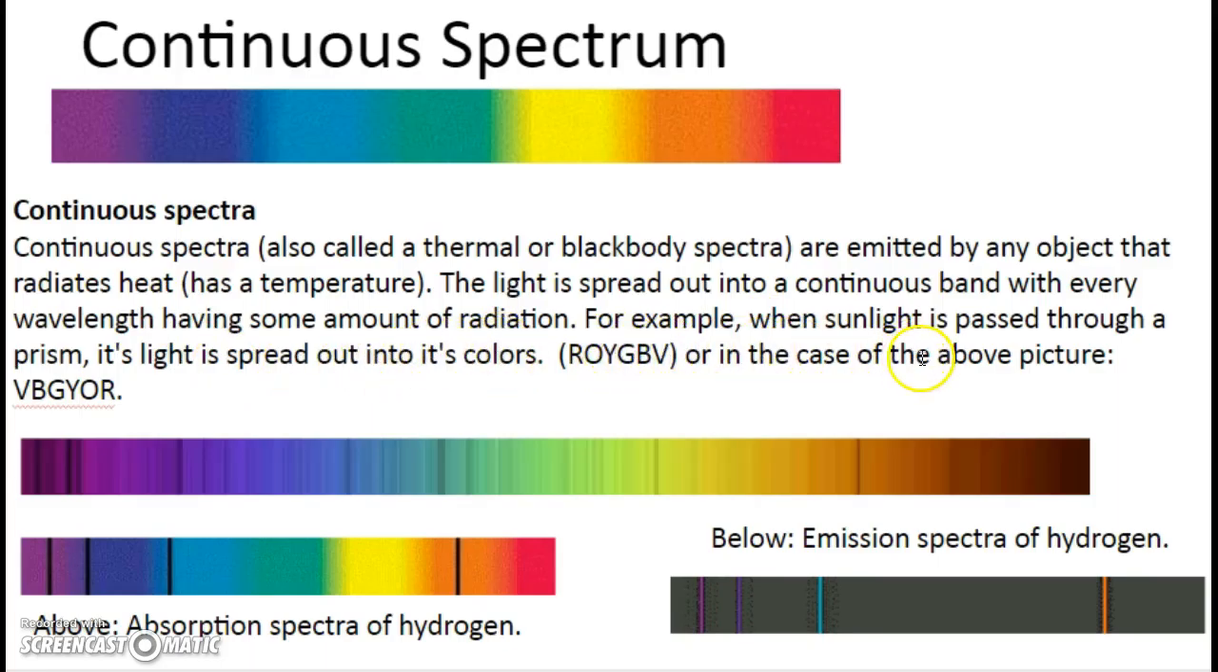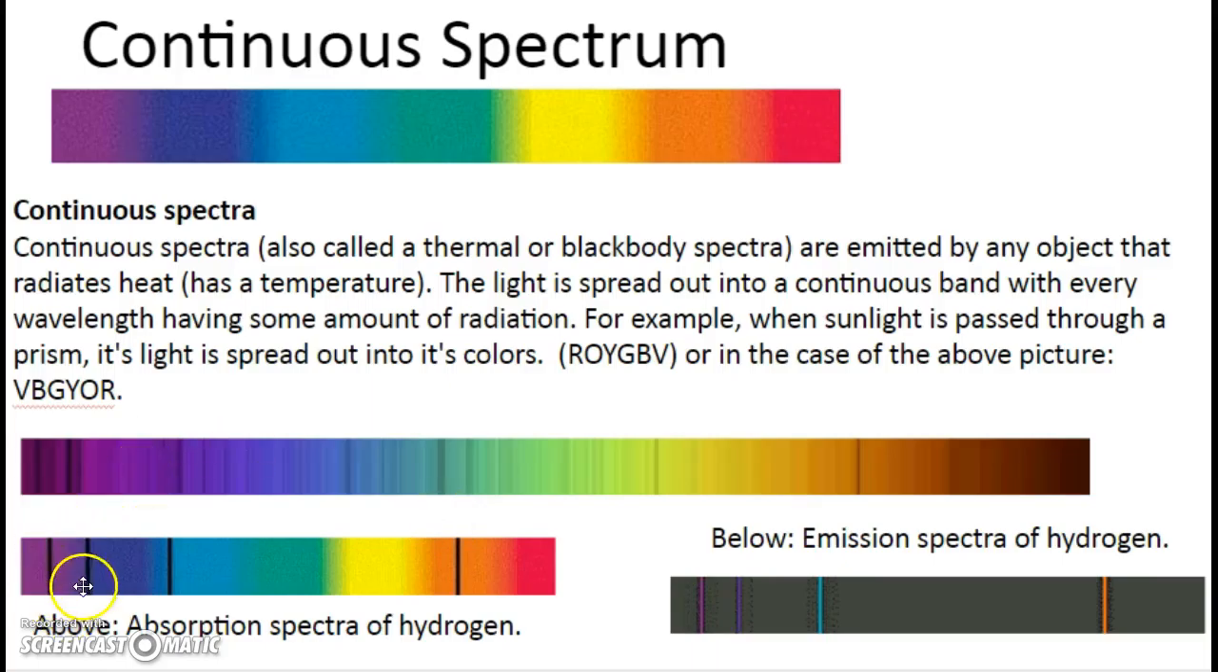ROY G BIV. Or in the case of this picture up here, our continuous spectrum, we'd see violet, blue, green, yellow, orange, and red. So it's just simply the colors in reverse. But let's look here at the absorption spectra of hydrogen. Right here, these dark lines are your absorption spectra. They're viewed as being missing. Whereas here, these are my emission spectra, where we get these color signatures at these particular known frequencies, or in this case, wavelengths.